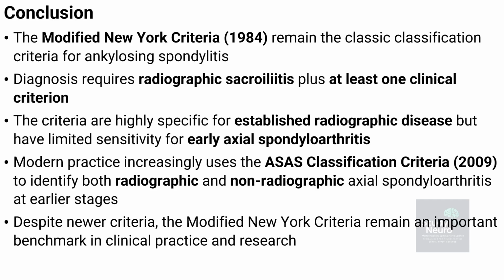A diagnosis requires radiographic evidence of sacroiliitis, together with at least one clinical criterion, making the criteria highly specific for established disease, although they are less sensitive for early axial spondyloarthritis before structural changes become visible on plain radiographs. This remains their main limitation.